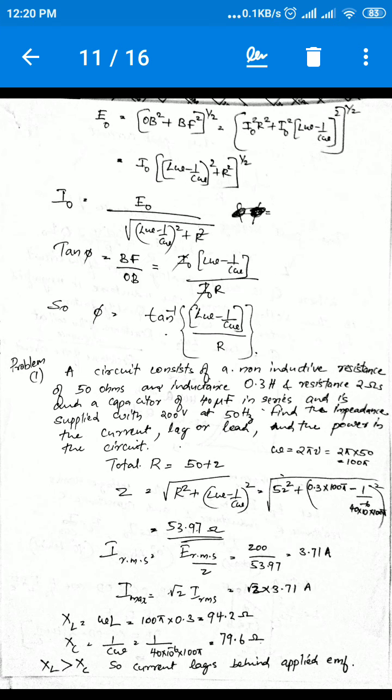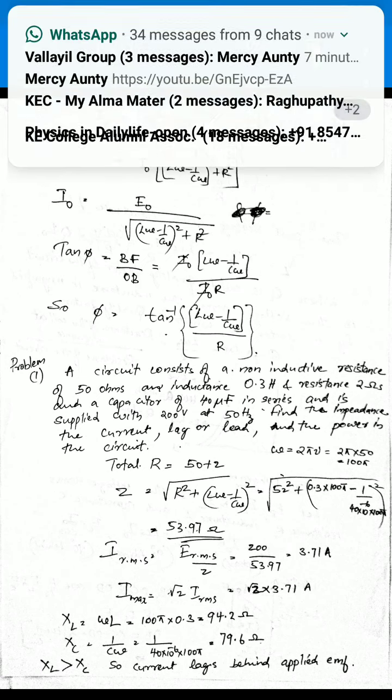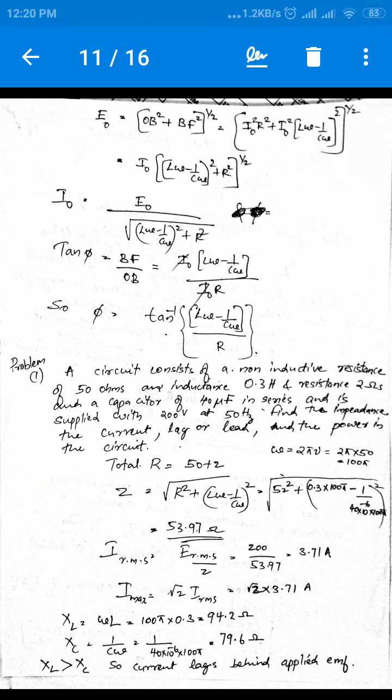Now lag or lead, it is asking lag or lead and the power of the circuit. So if you have to find the lag or lead, you need to find L omega minus 1 by C omega. So if it is positive, so let us find that. L omega is 100 pi into 0.3, which is 94.2, and XC, which is 1 by C omega, and that is 1 by 40 into 10 raised to minus 6 into 100 pi, which is 79.6. So see that XL is greater than XC.